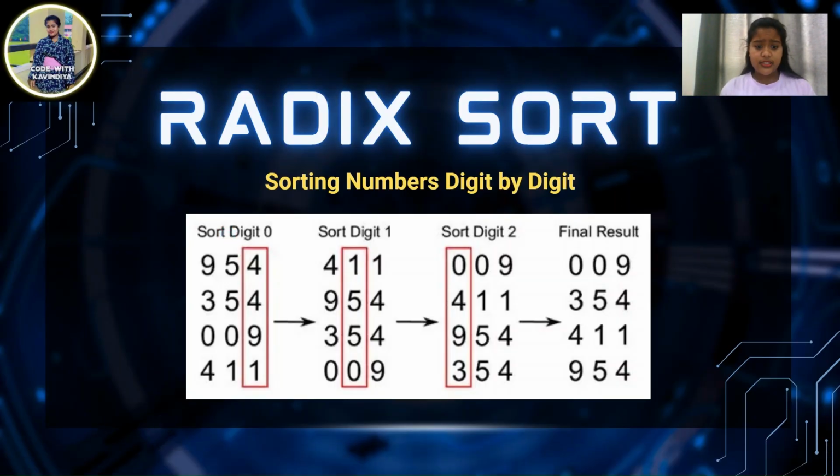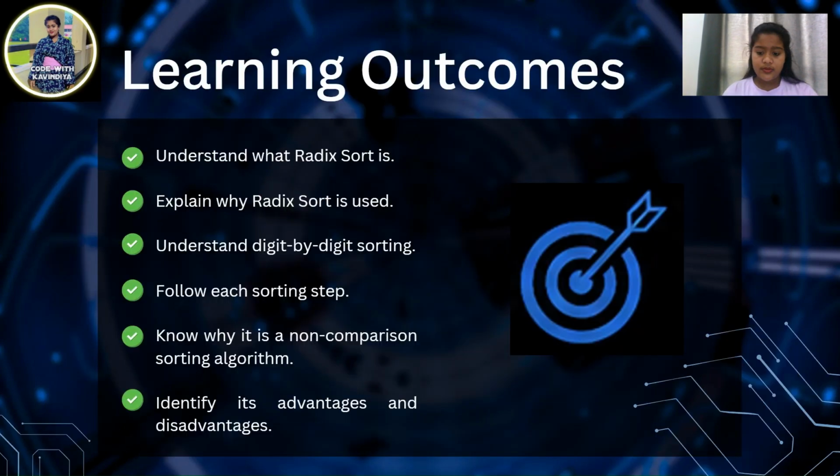Unlike traditional algorithms that compare elements directly, Radix Sort takes a unique approach. It sorts numbers digit by digit. As you can see on the screen, we process the numbers step by step from digit 0 to digit 1, digit 2, and finally arrive at the final result, a completely sorted list.